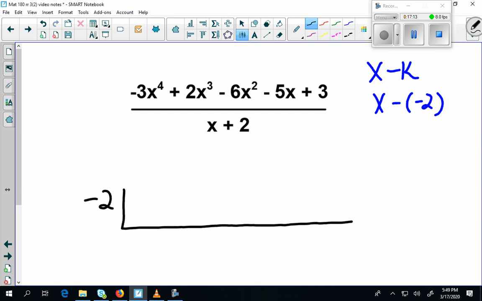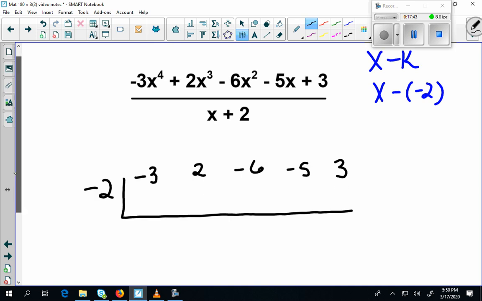What degree is our dividend, the function that we're dividing? It's degree 4. So I want to see, do I need a placeholder? So I'm going to count backwards from 4. So I have 4, 3, 2, 1. I don't need a placeholder. So I can go ahead and put those coefficients in. So I have negative 3, positive 2, negative 6, negative 5, and 3 is my constant.